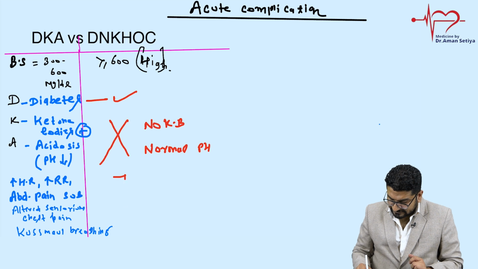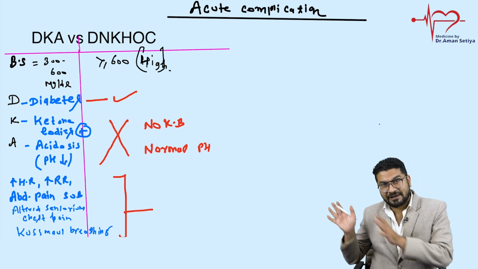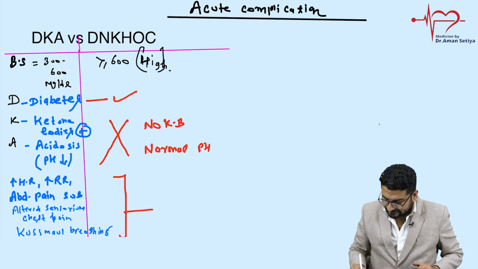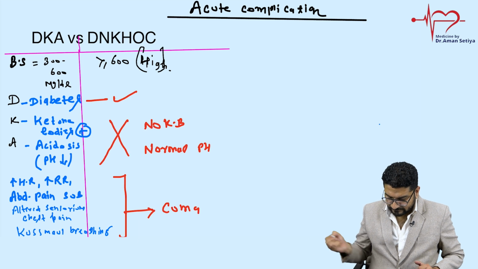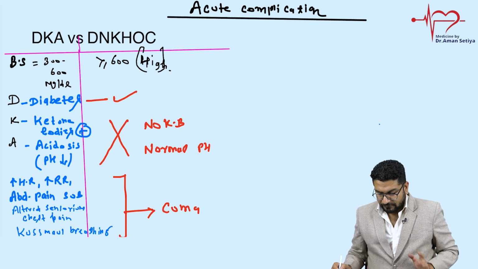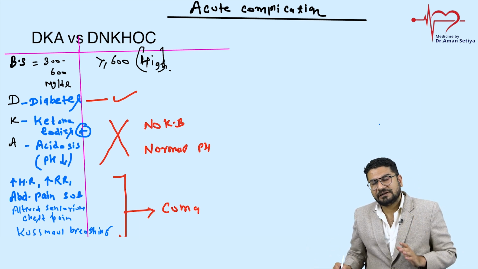In coma, patients will not come with these findings. Somebody will bring the patient in a vegetative state, in coma. The point is how we differentiate: in DKA you will see less dehydration, and in coma there is more dehydration.